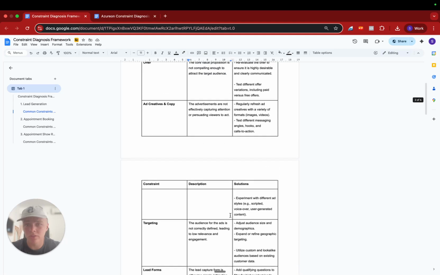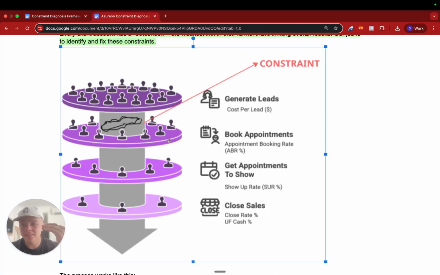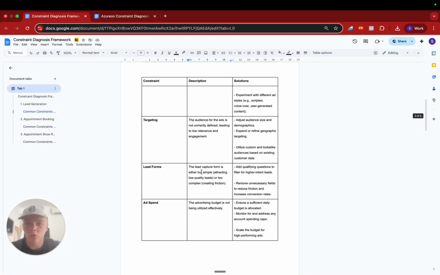It's so important to note that this entire framework and funnel isn't to be looked at in an isolated manner. What happens at the lead gen side is going to affect your show rate. What happens at the show rate is going to affect your close rate. It's a multifaceted approach, and that's why it's so important that we dial in every single constraint. It's a funnel for a reason. People start at the top and they funnel to the bottom.